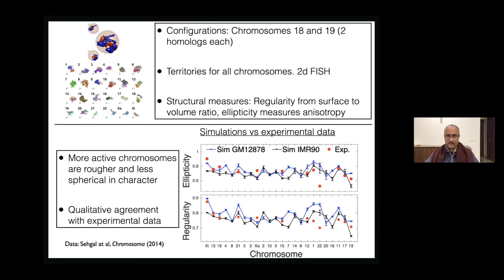Look at the picture on the bottom right. So these are 2 3-dimensional parameters. One is called regularity, one is called ellipticity. And that's a comparison between the GM12878 data, the predictions from the simulation for the GM12878 cell type, for the IMR90 cell type, and the experimental data on a cell type that is not exactly, but is closely related to the IMR90 cell type. You can see that the qualitative behavior is the same.